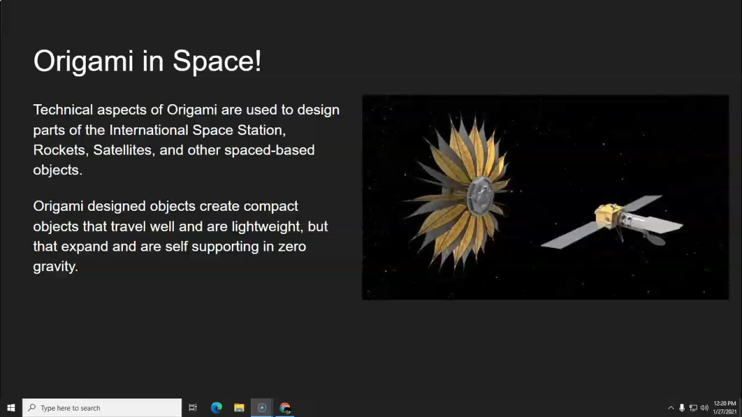Origami in space is something I find really exciting because I am such a science nerd. And this is something where they have really created a new foundation for the way they think and build for space travel and exploration. It's using the technical aspects of origami to design parts of the International Space Station, rockets and satellites, and other space-based objects.